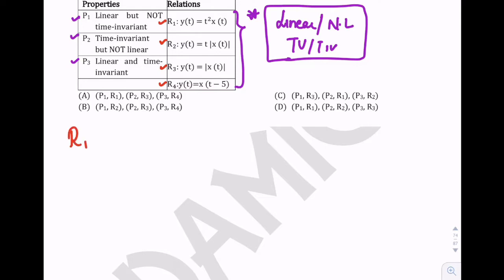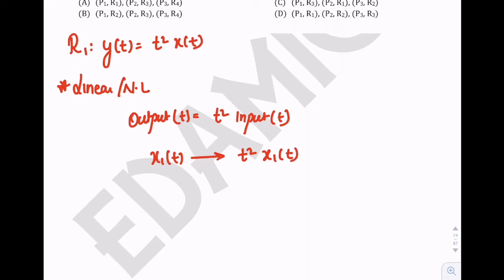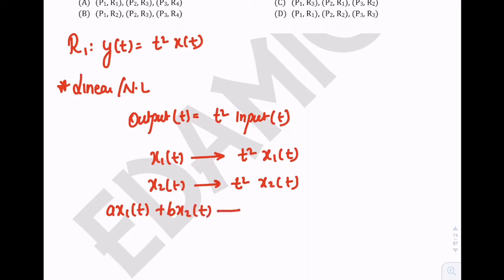Okay, so let us solve R1, that is yt is equal to t square xt. Okay, so checking that the system is linear or non-linear, so we'll check this. So we can say that output t is equal to t square multiplied by input t. Now when x1 t is an input, then output will be t square into x1 t. When x2 t is the input, then output will be t square x2 t. When a times x1 t plus b times x2 t is the input, then output will be t square times input, that is a x1 t plus b x2 t.